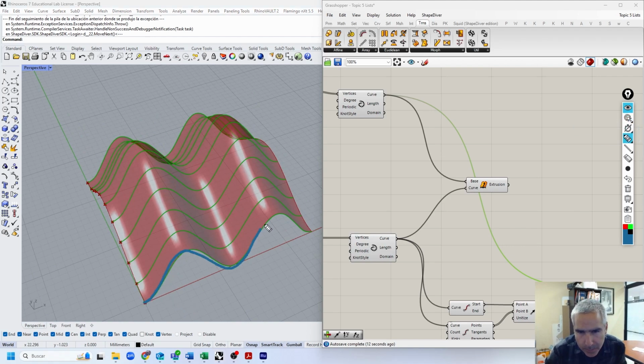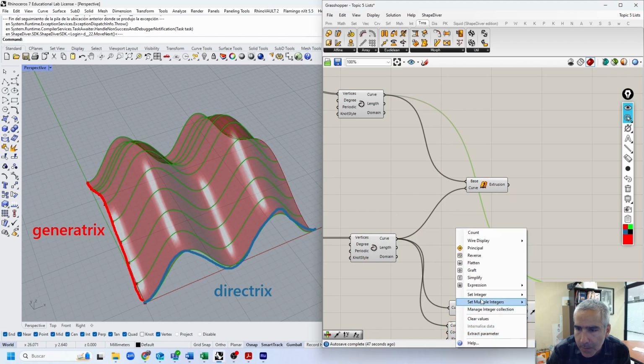directrix. This is the directrix. Let me just write that down for you. Directrix. And that directrix will be translated along the generatrix. So this is the generatrix. I'm sorry if I can't pronounce that correctly in English, but that will be your generatrix. Okay? So basically, if you have, for example, this count goes, I don't know, let's do 100.